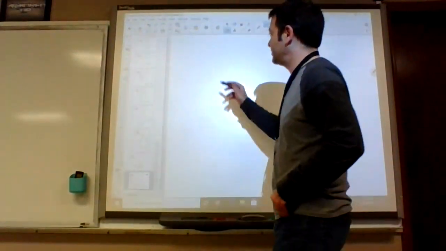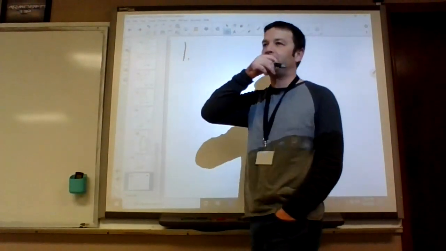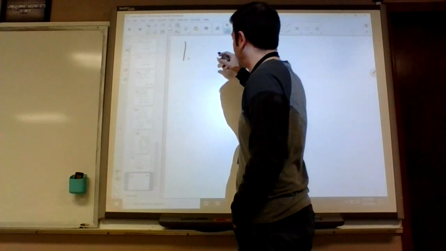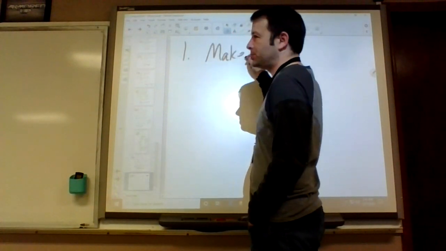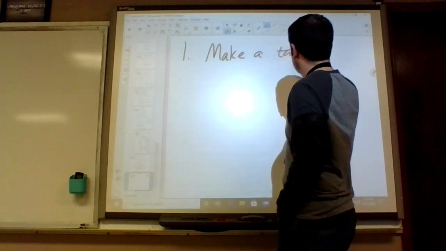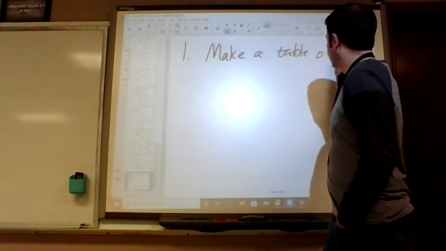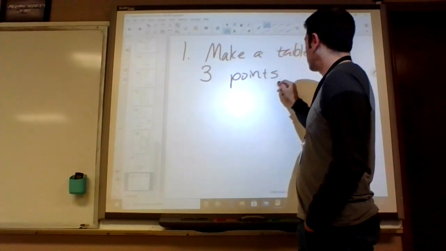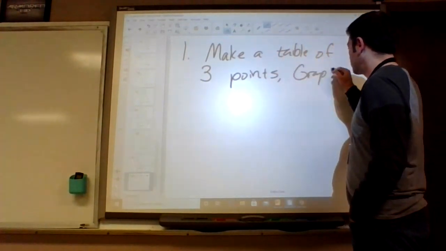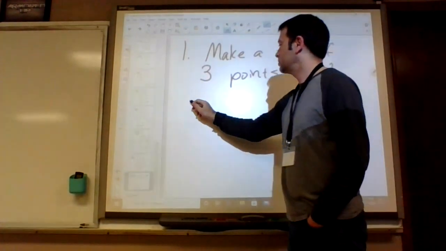Chapter 6, test review, number 1. This will be a graphing one, so you can put this on the graph paper. Make a table of a 3-point graph. That's enough.